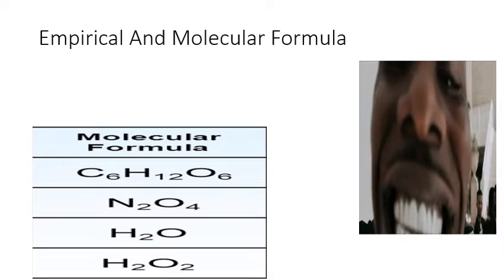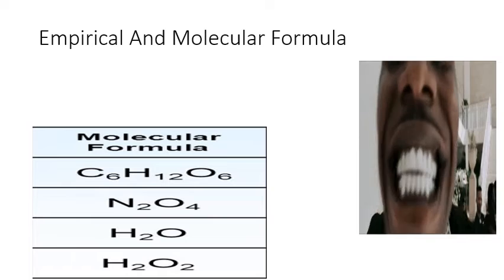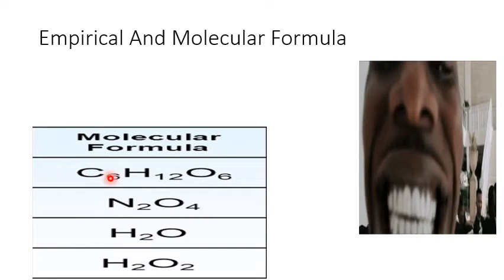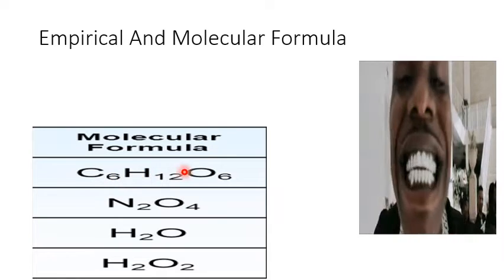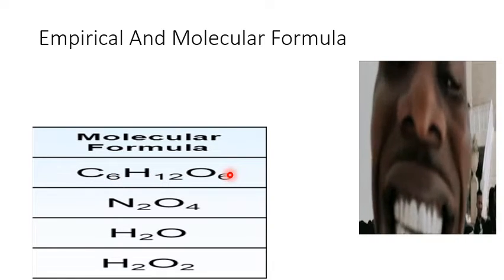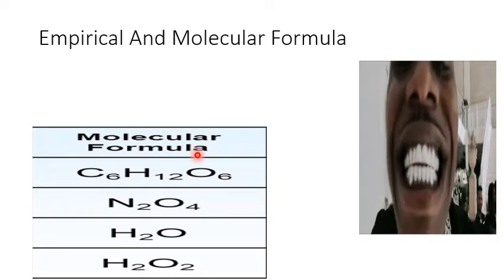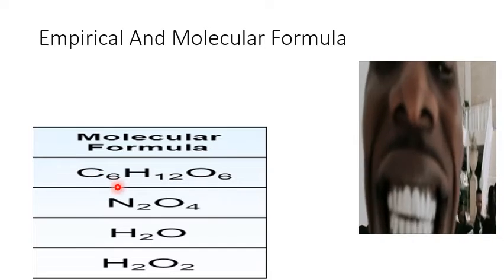So what is the empirical formula? The empirical formula is the simplest ratio of atoms present in a compound. So if we were to simplify the number of atoms for carbon, hydrogen, and oxygen, it would give us the empirical formula. Okay, so this right here is currently its molecular formula. So for us to get the empirical formula, we would just have to simplify this.